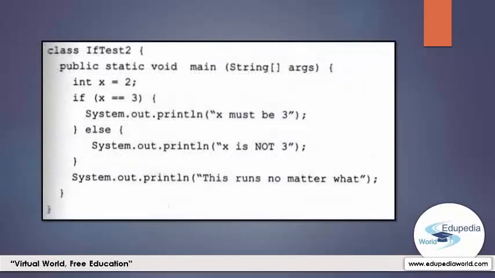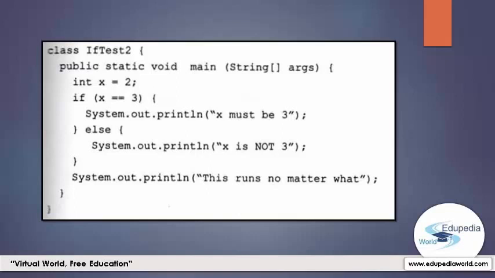Now look at this example. It has an else part. In the previous example, we didn't have any else part, but this time we do. Let's start from the beginning of the main method. Int x equals 2 is a variable declaration and initialization, and then we have an if statement. In the condition of the if statement, it is checking whether the value of x is equal to 3. As the value of x is 2, it is not equal to 3. Therefore, we cannot go inside of this if block.